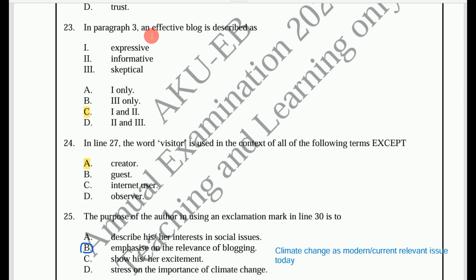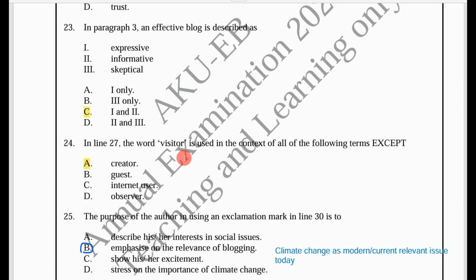It's paragraph 3. Effective blog is the one in which the author expresses himself in a better way to engage the audience. Yes, it is mentioned. Informative, yes, your blog should be informative. Is there any mention of skepticism? Skeptical or skepticism means doubt. So the third option is not mentioned. First is mentioned, second is mentioned. So the appropriate option is both A and B, or first and two.